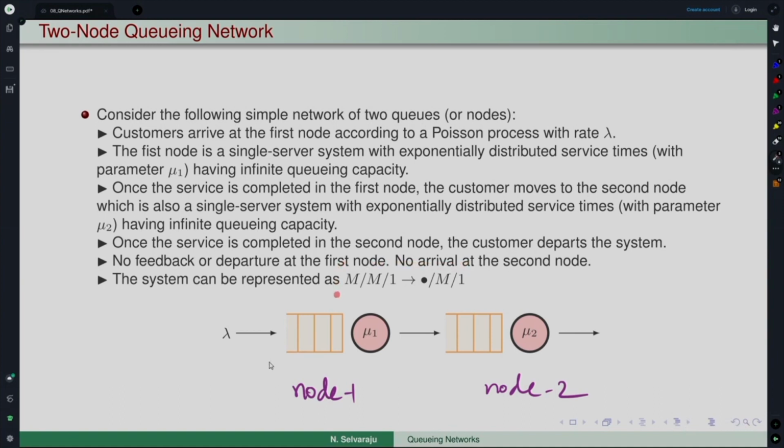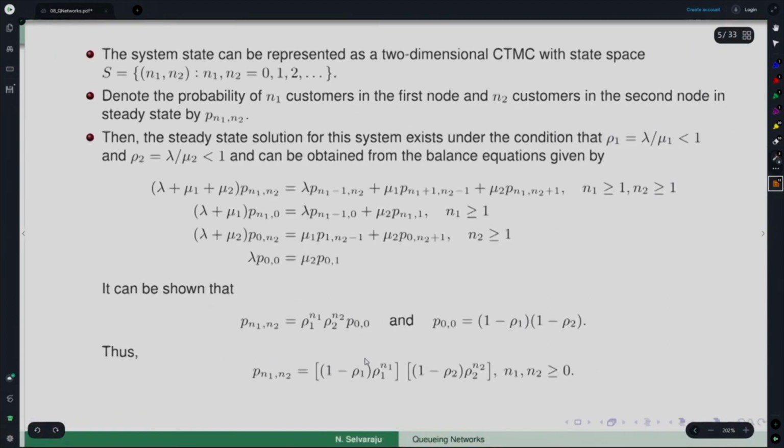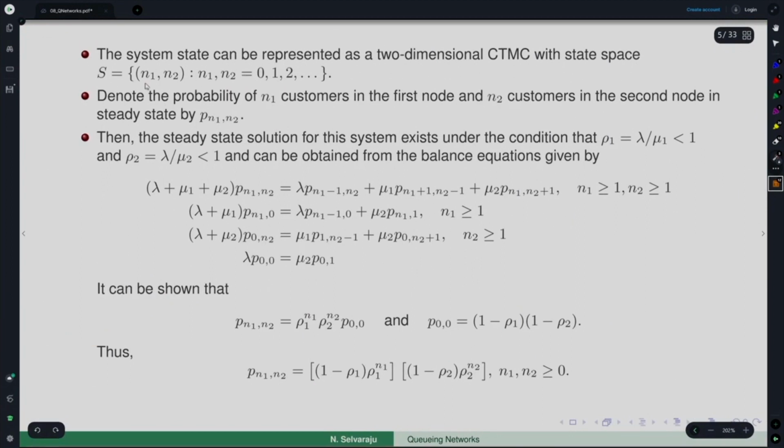Now, you see things are all exponential, so Markov chain assumptions do hold here. If I denote the number in Q1, or node 1, as N1 and the number in the system at node 2 as N2, then the total number in the system can be represented as a 2-dimensional continuous time Markov chain (N1, N2), with state space (n1, n2), where each n1 and n2 could be 0, 1, 2, 3 and so on. There could be 0 customers, 1 customer, any number of customers in any of these nodes. That is the state space.